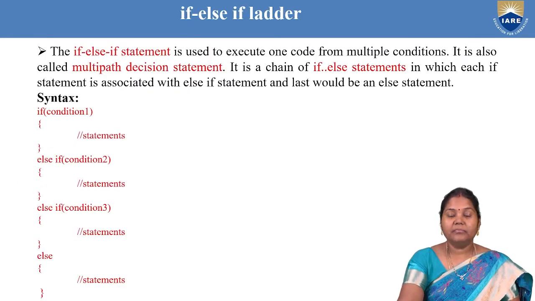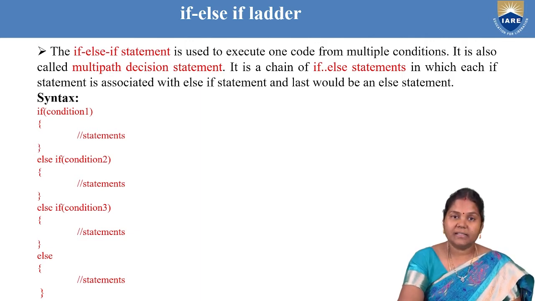Next is called if else if ladder. This is used to execute the code based on multiple conditions. It is also known as multi-path decision statement. It is a chain of if else statements in which, if the condition associated with the if is false, then it will check the next condition. If the next condition is also false, then it will check the third condition, and so on. So, every time it will be checking one condition. If it is false, then it will go for checking the next alternative condition.